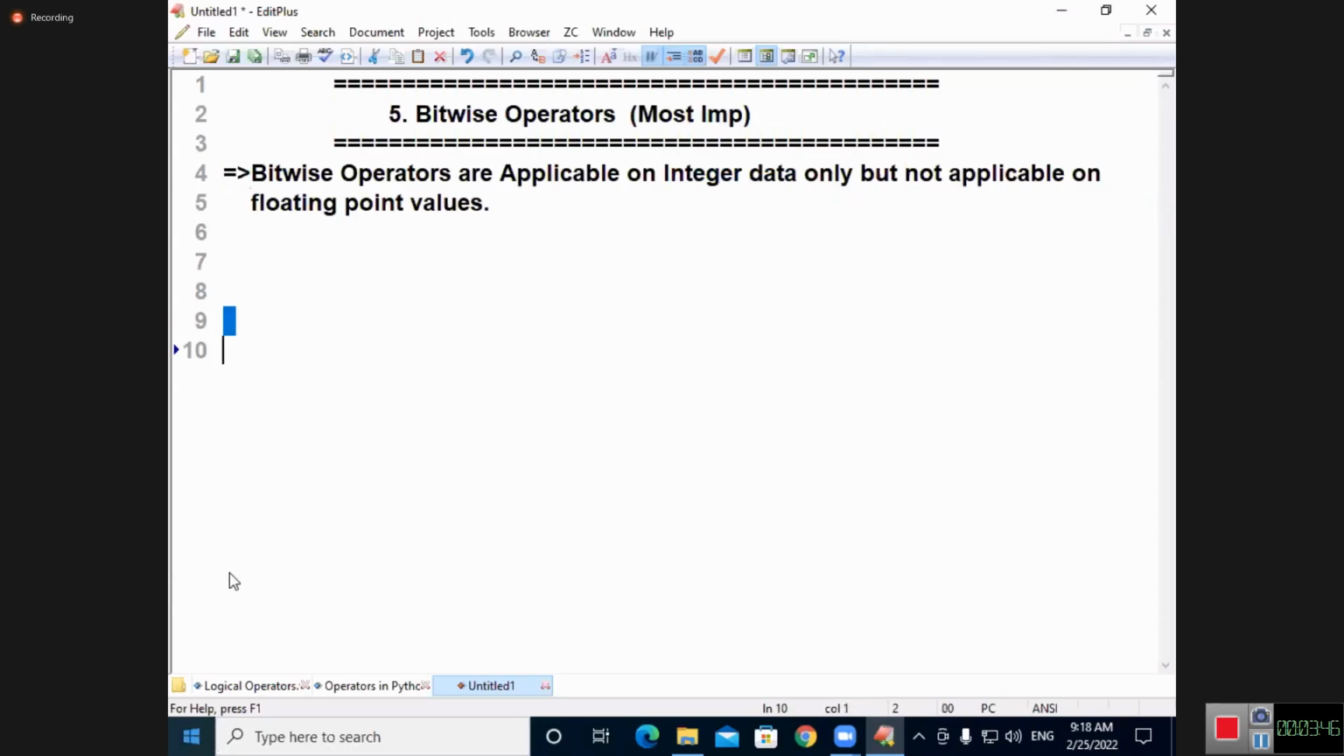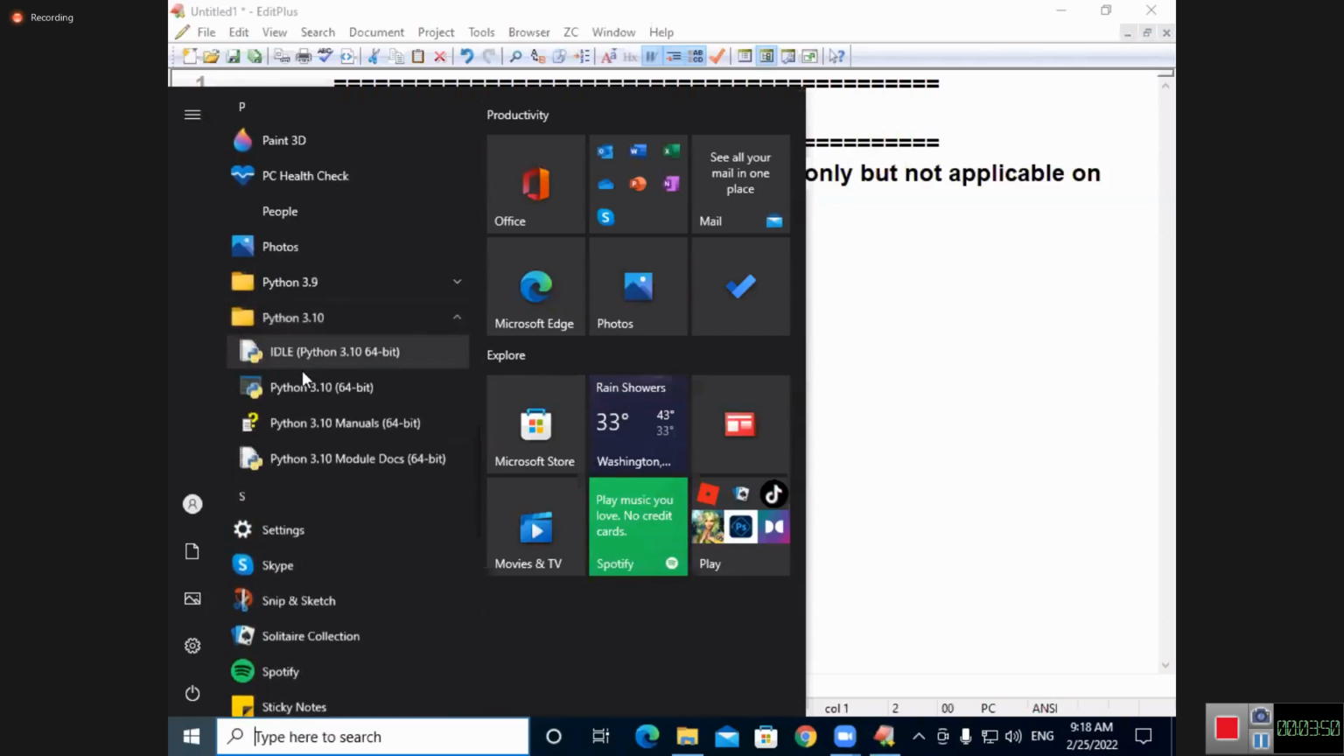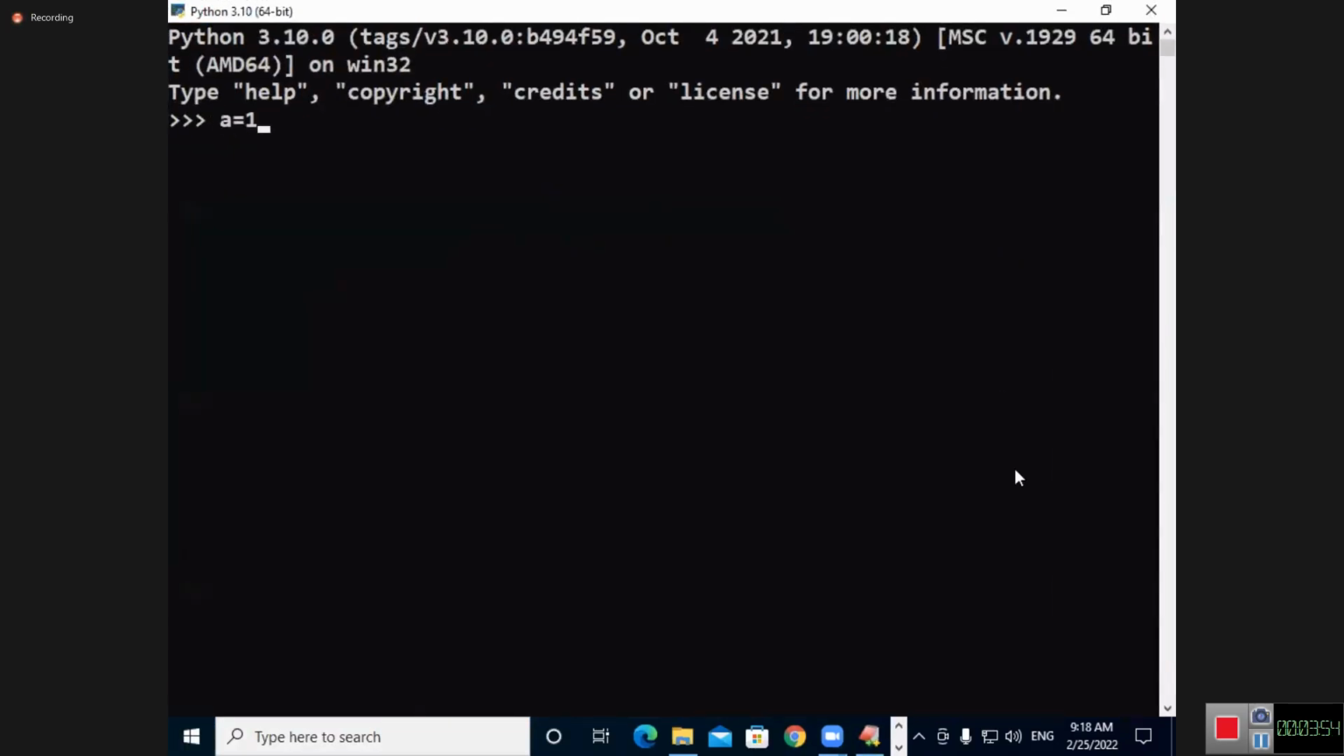Let us go to the testing environment for a minute. Go to Python 3.10. Suppose I say a equals 10, I can print a as 10 itself, 10 only. 10 is not 9.99999. Are you getting it?